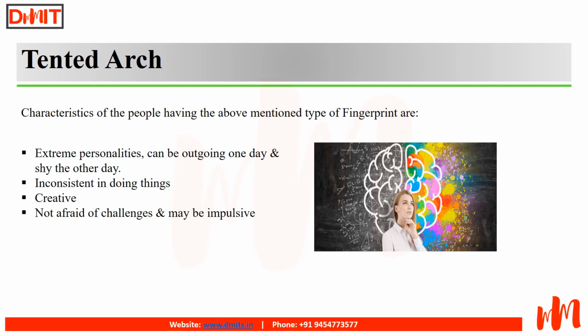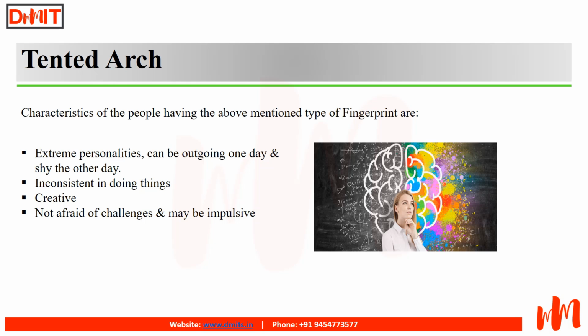Now we have tented arc. So the people who have this type of fingerprint, that is tented arc, are considered to have absolutely extreme personalities. That is, they can be outgoing one day and they will be shy the other day. They are inconsistent in doing things. They are generally observed to be creative in whatever task that they undertake. They are not afraid of challenges and they may be impulsive at times. So these are the characteristics that are generally observed in the people having this type of fingerprint, that is tented arc.